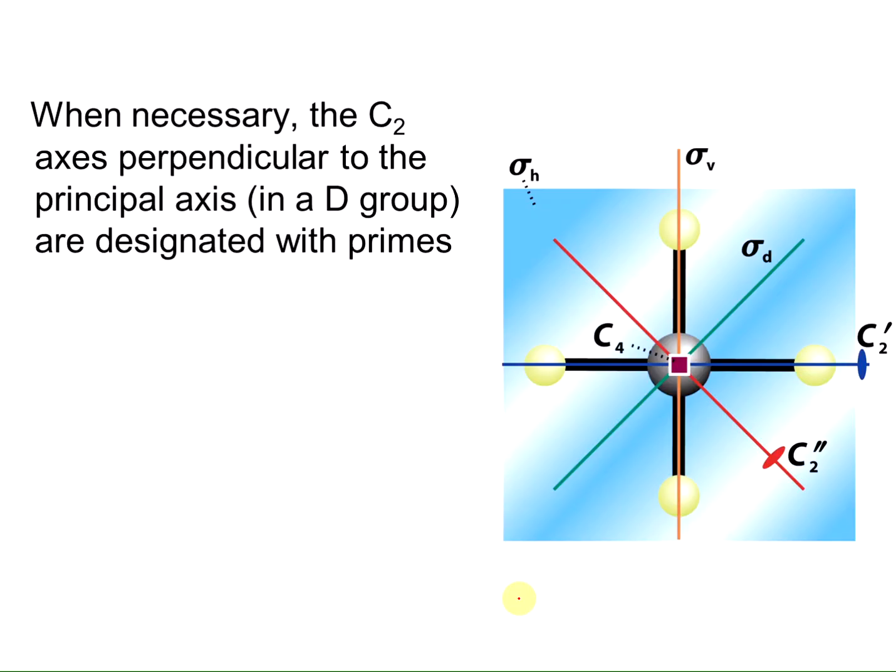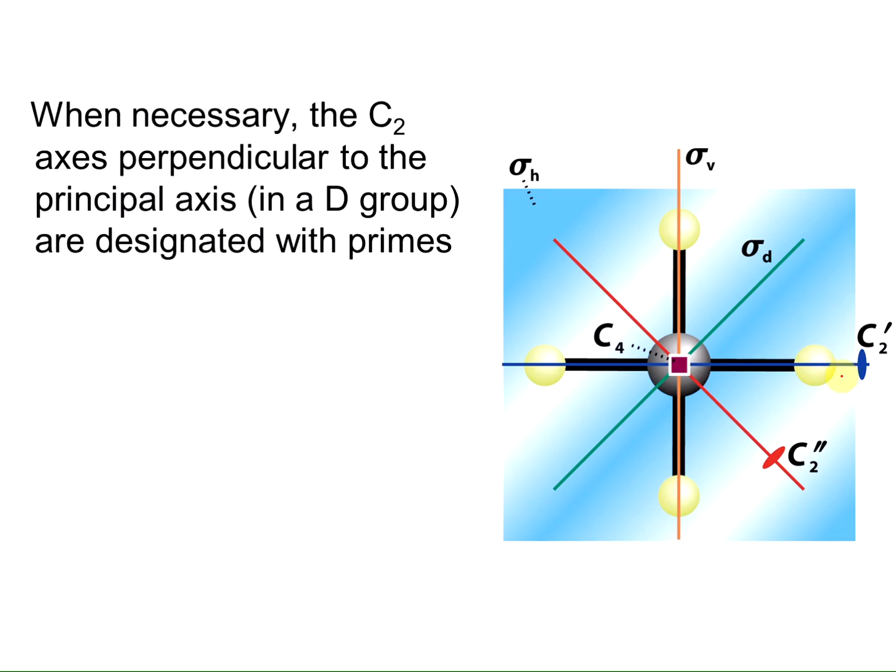Now when necessary, the C2 axes perpendicular to the principal axis in a D group are designated with primes. When we start looking at molecules and we identify the principal rotation axis, it's the axis with the highest n value for the proper rotation axis. With this molecule here, which has D4h symmetry, we have a C4 in the center. This C4 is coming out of the plane of the computer, out at you. Notice that I can rotate this atom to the right and it would look exactly the same. With that C4, you're rotating by 1/4 of the way through the circle, so by 90 degrees.